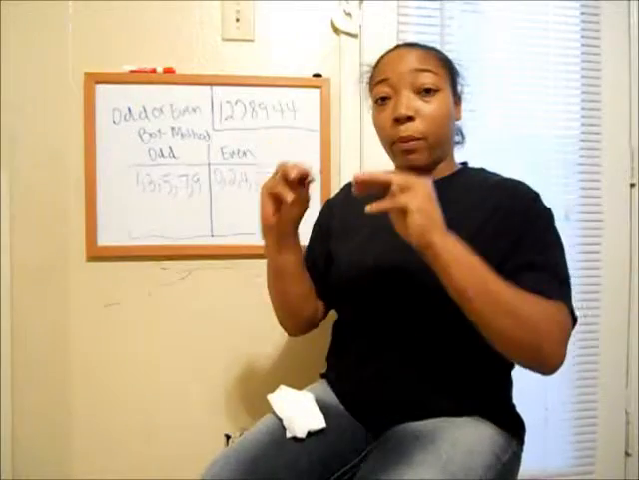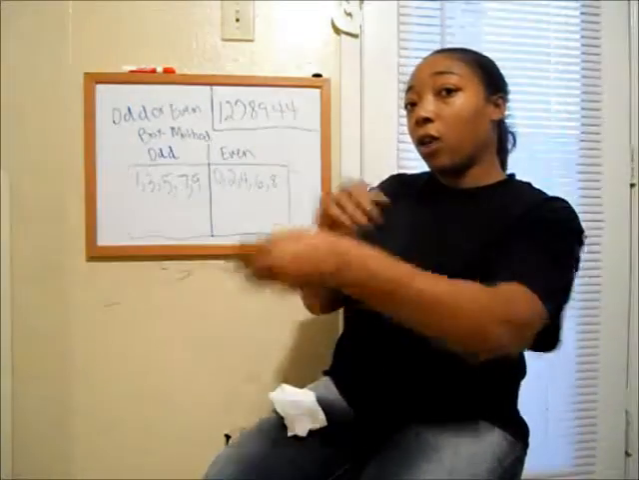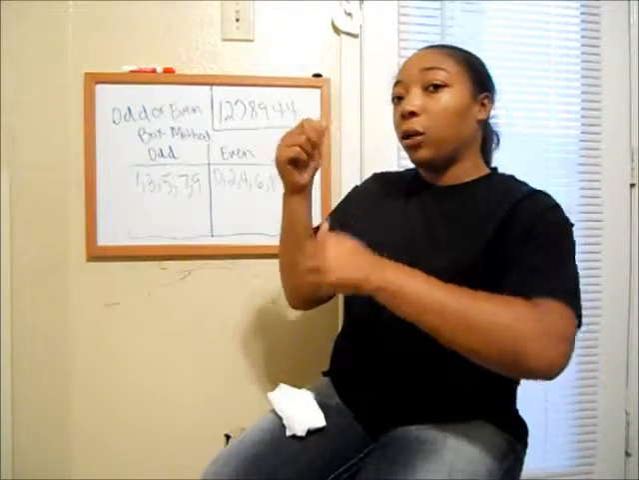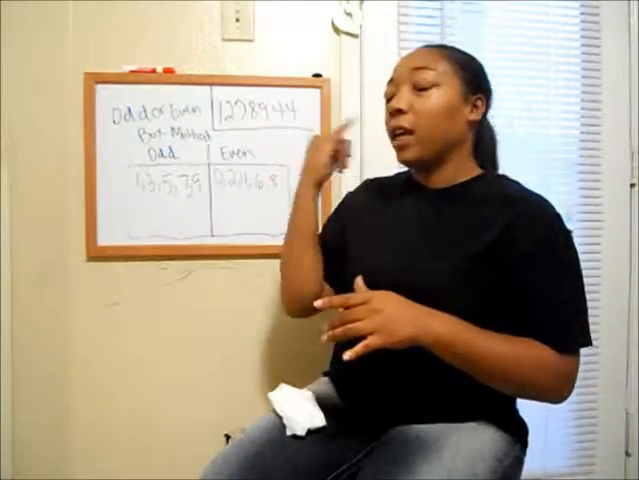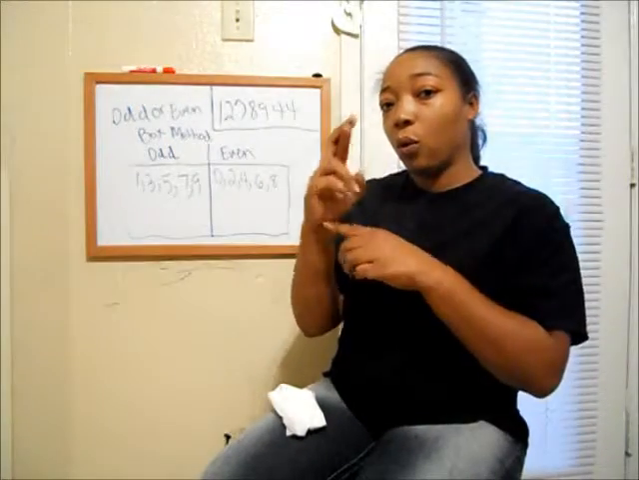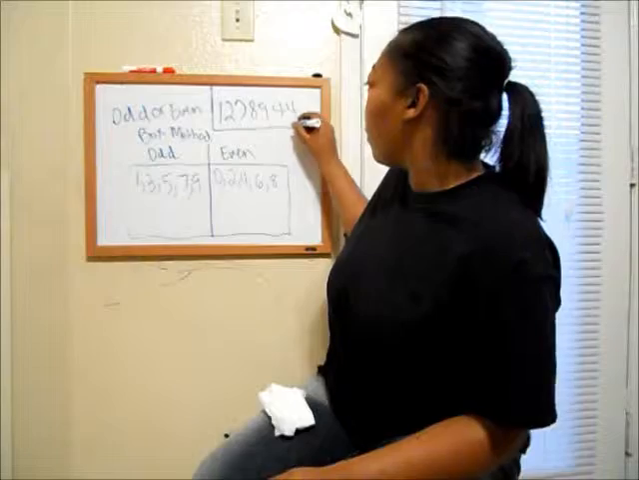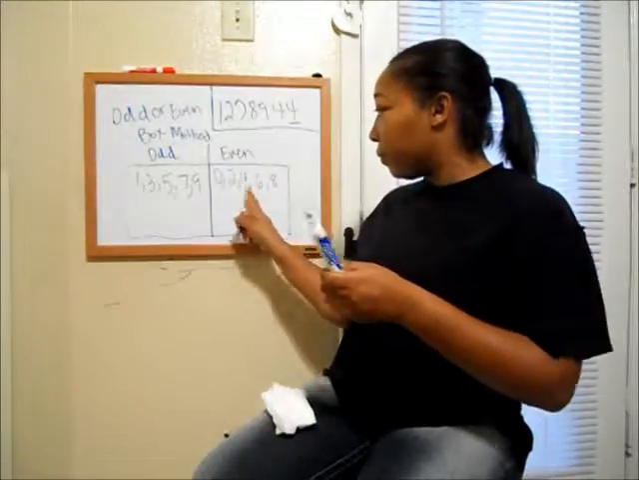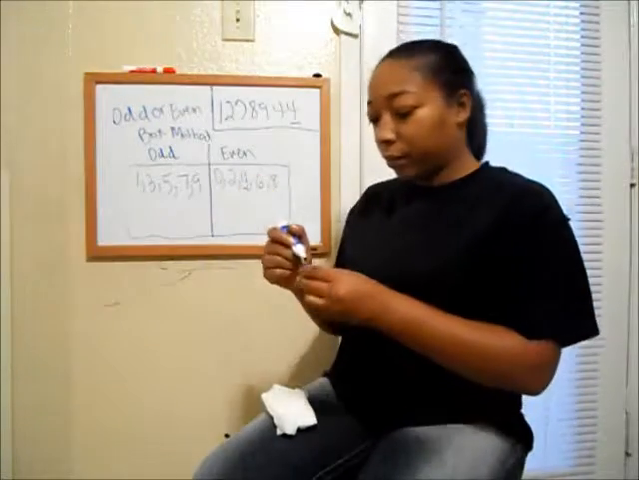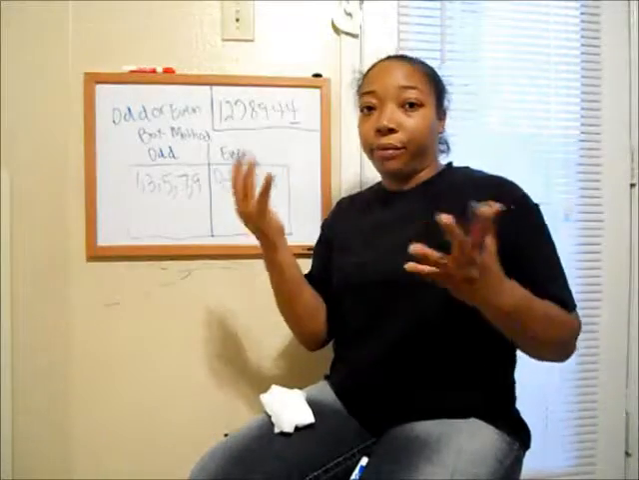Now, with this method, we can look at the last number on the long number and see which box it is in to find out if the number is odd or even. The last number here is 4. 4 is in the even box. So this number is even.